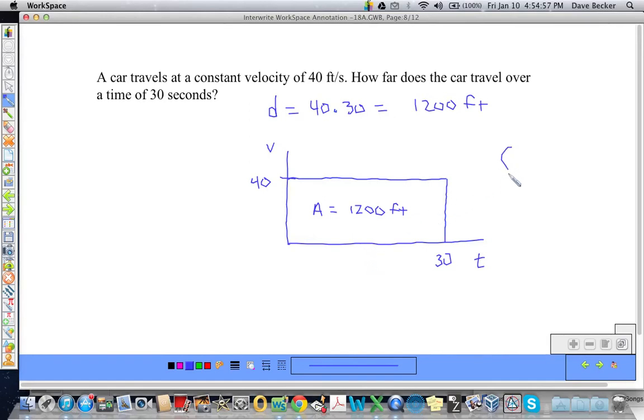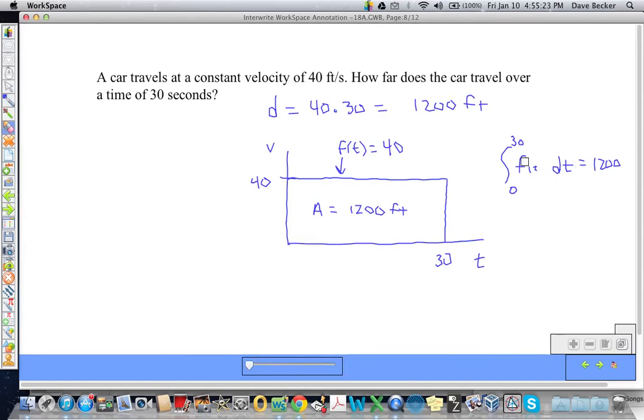Writing it as an integral, we would say this is the integral from 0 to 30 of f of t dt. Now I'm using t because t is my variable on the x-axis. This is equal to 1,200. And in fact, this is my f of t. F of t here is equal to 40. So we could actually replace that f of t with the function itself, which is 40.